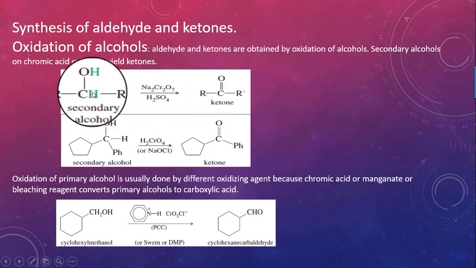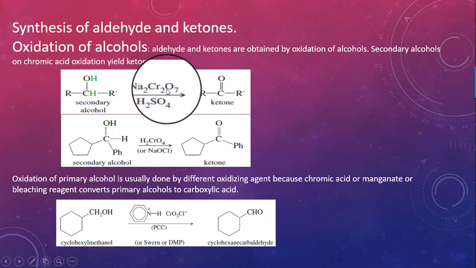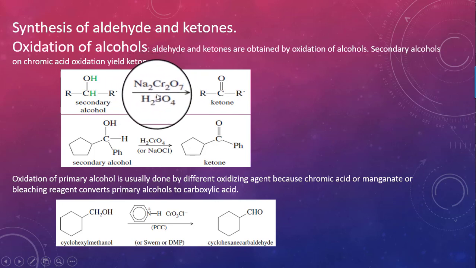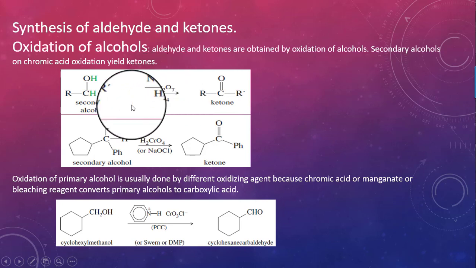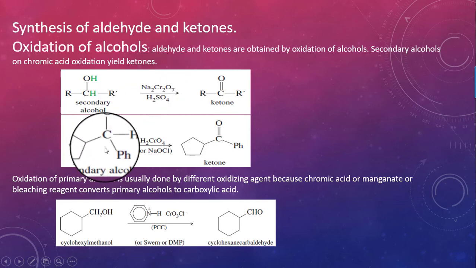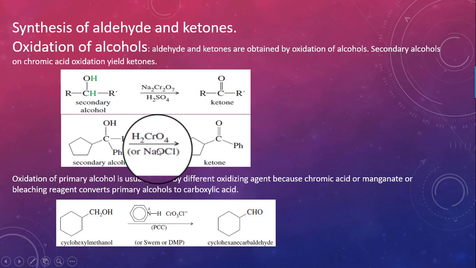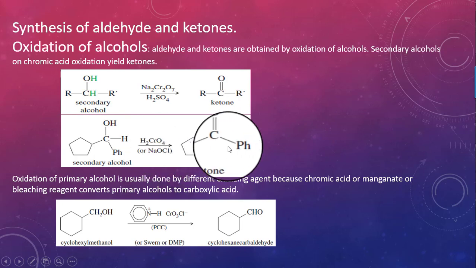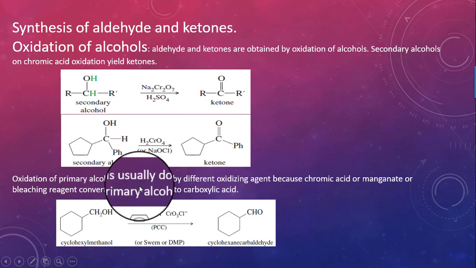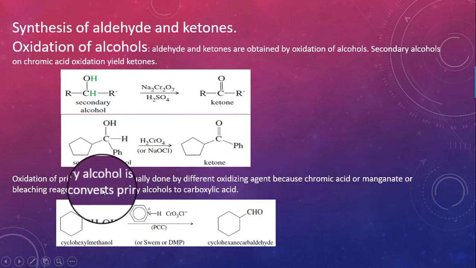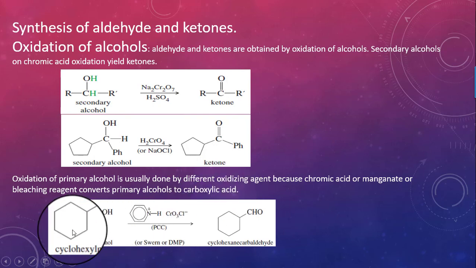Now we can say that secondary alcohols can be easily oxidized in the presence of bleach, in the presence of HNO3, nitric acid, and they can easily be oxidized in the presence of potassium permanganate. Another example is shown in which oxidation of a secondary alcohol is shown in the presence of chromic acid or a bleaching agent, and this also leads to the formation of a ketone. Oxidation of primary alcohol is usually done by different oxidizing agents because chromic acid or permanganate or bleaching reagent converts primary alcohol to carboxylic acids.